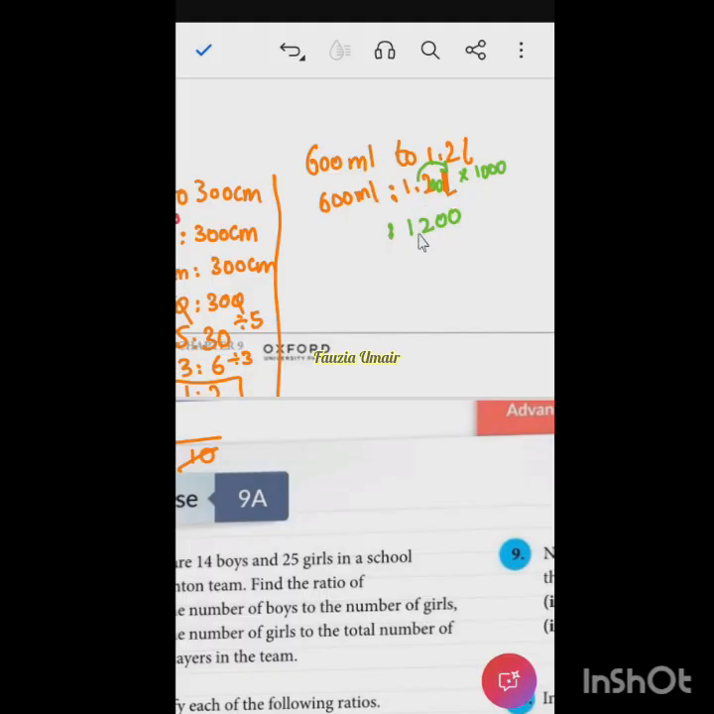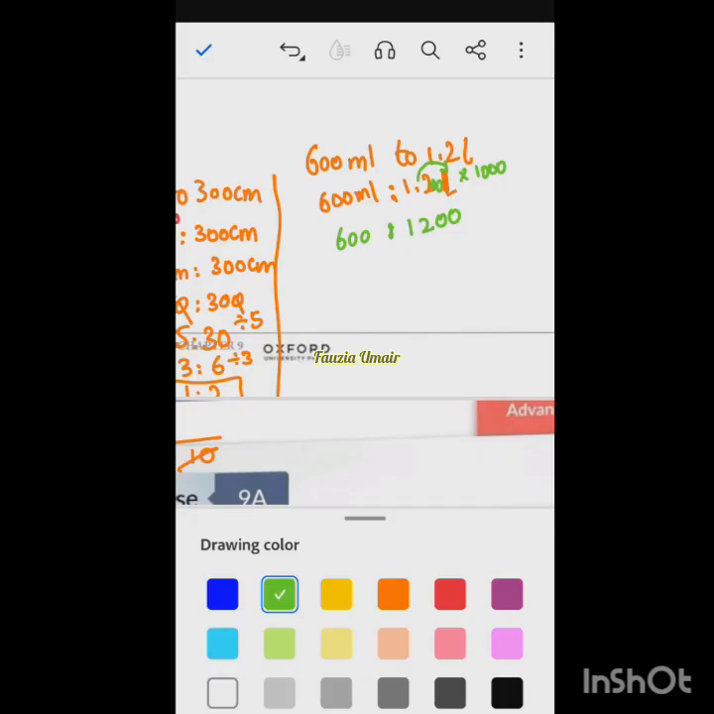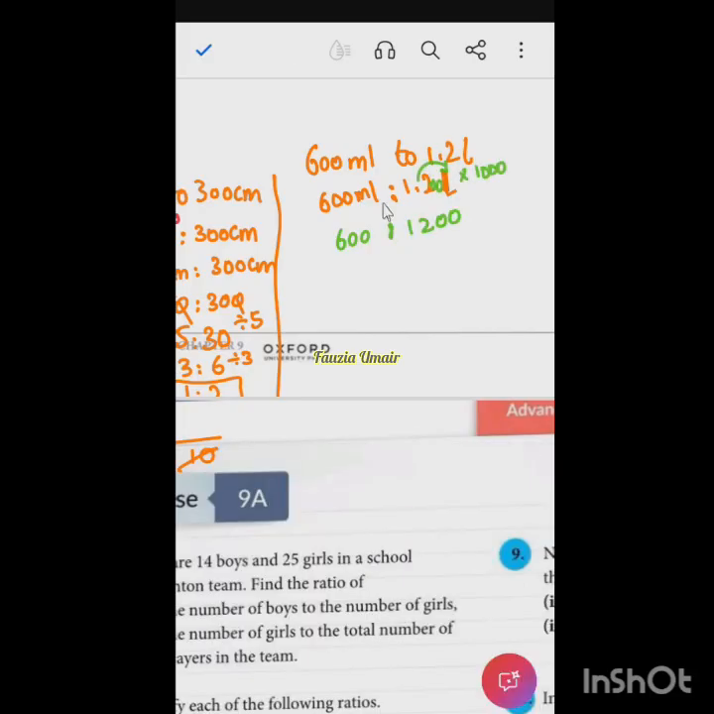Is it clear? 1200. Yes, ma'am. So this is 600 ratio 1200. Now, because the units are milliliters, we will not write down the unit. Any question till this point? Is there anything you cannot understand?